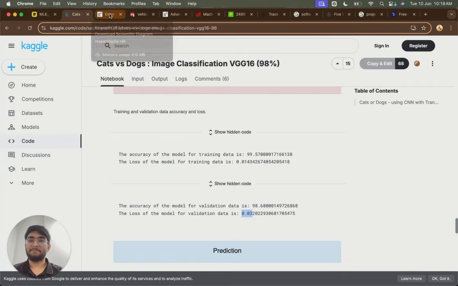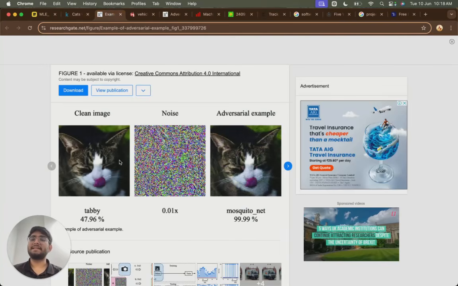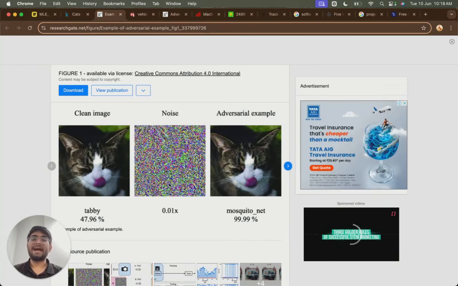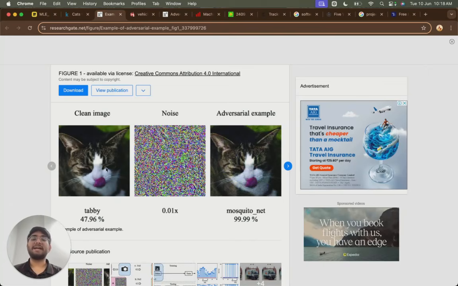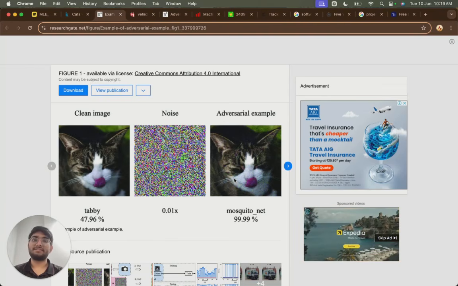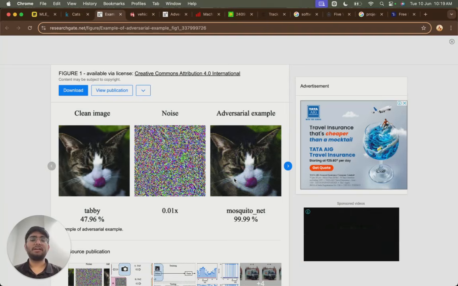Let's take an example. You can see there was a clean example with a cat, and then 0.01x noise is added here. And when noise was added, it predicted this is a mosquito net. Imagine you give your cat's image and it predicts mosquito net. Is that correct? No. Then your model needs to improve. So what we understand from here is that real life data is different than our Kaggle model.